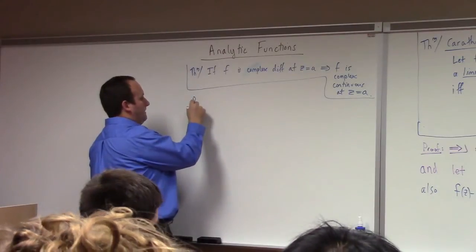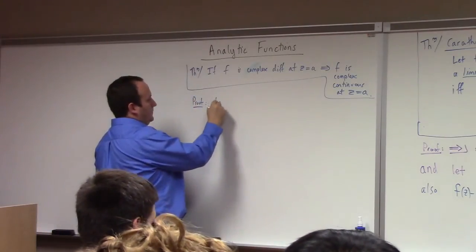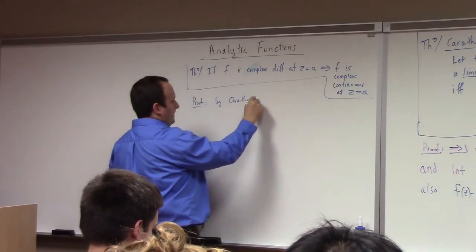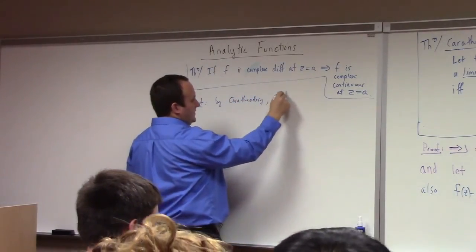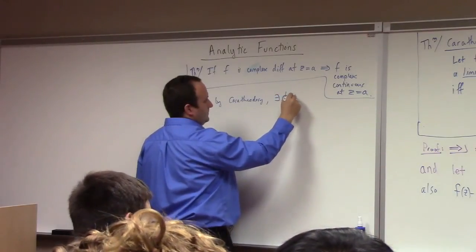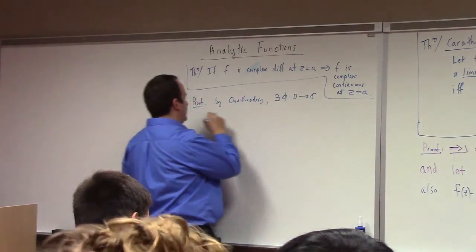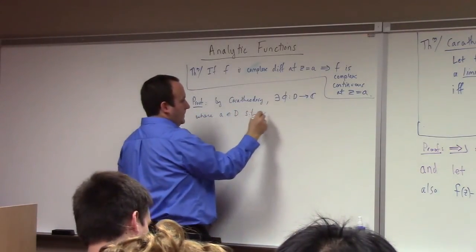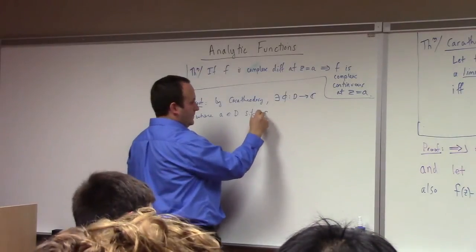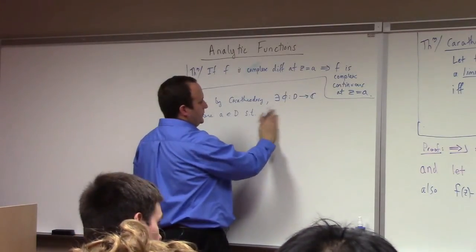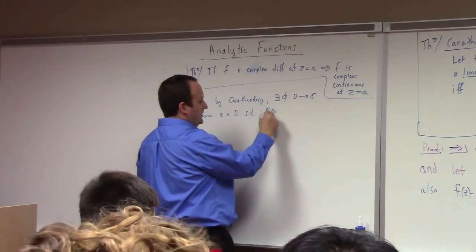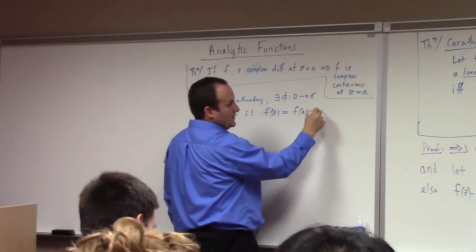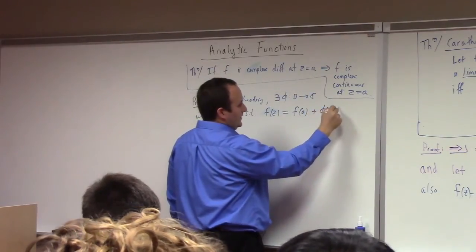Proof. By Carathéodory, there exists phi from D to the complexes, where a is an element of D, such that what? Phi of z, well, more to the point, f of z is equal to what? f of z is equal to f of a plus phi of z times z minus a.